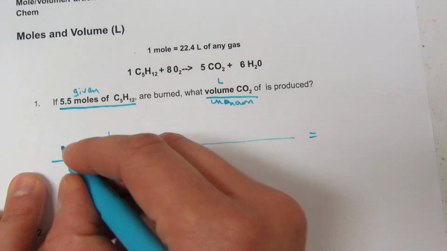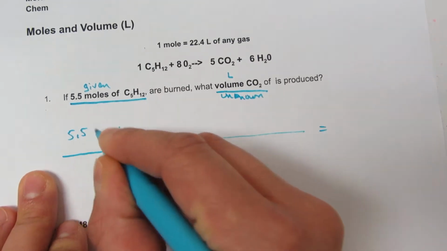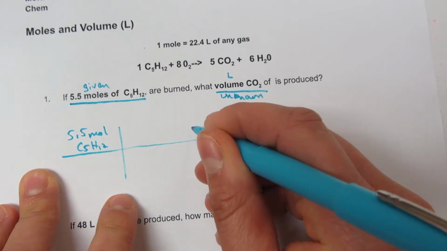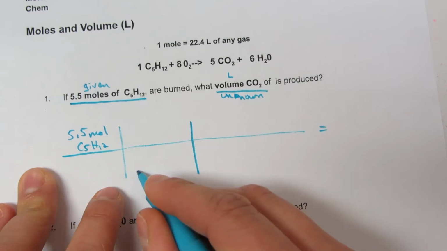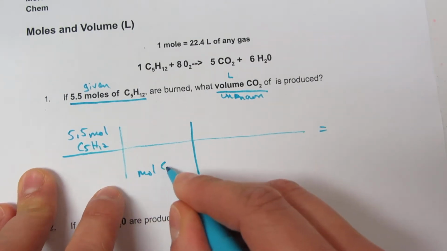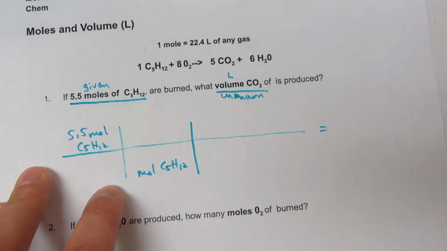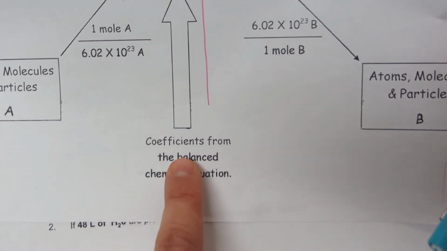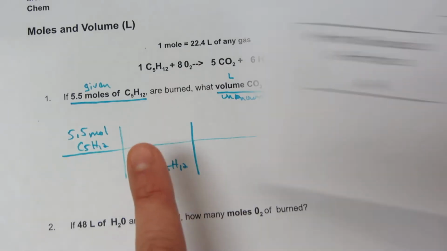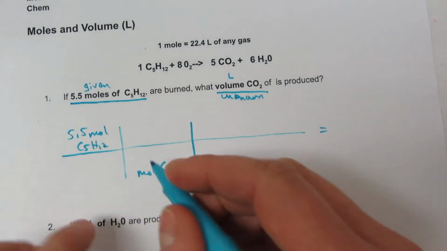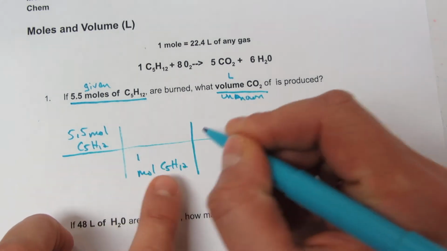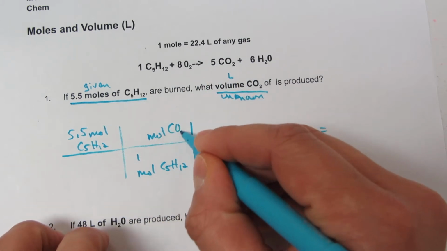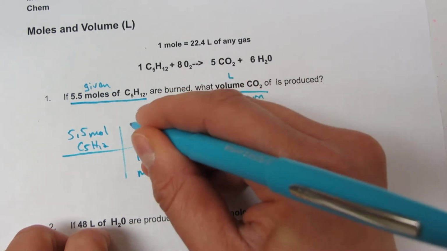So first let's write the given. So 5.5 mole C5H12. And we are going to put mole C5H12 on the bottom. Again, the question mark here is prompting you to look at the balanced equation, the coefficients, the big numbers. Okay, so C5H12, there's a 1 there, so we have 1 mole of it. And for every 1 mole C5H12, we're going to convert to moles of carbon dioxide, which we see here in the reaction, we're going to produce 5 moles of carbon dioxide.